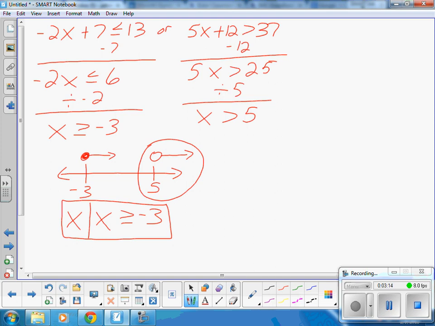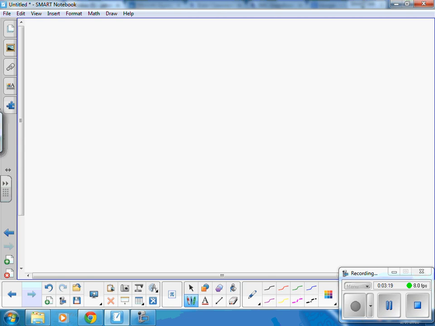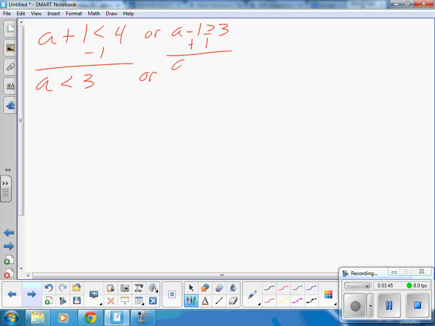So you try this next problem. a plus 1 is less than 4, or a minus 1 is greater than or equal to 3. So subtract 1. So a is less than 3, or, and I'm going to add 1. So I get a is greater than or equal to 3.